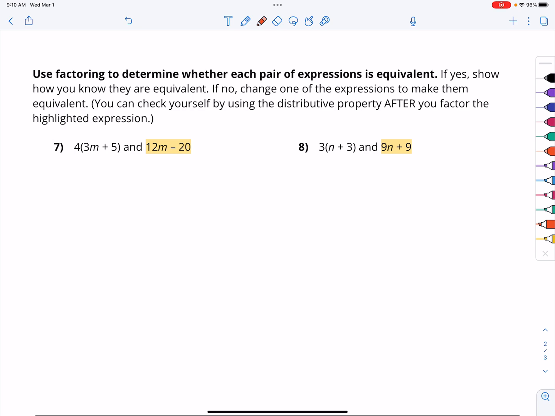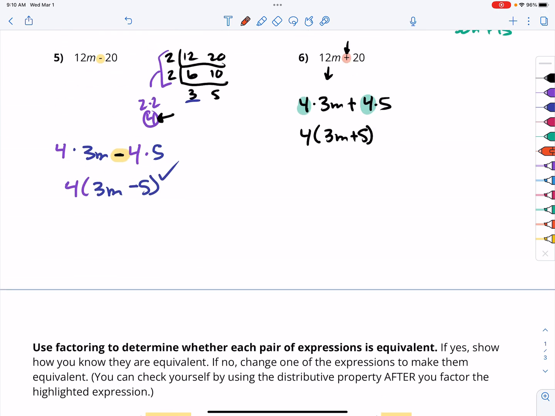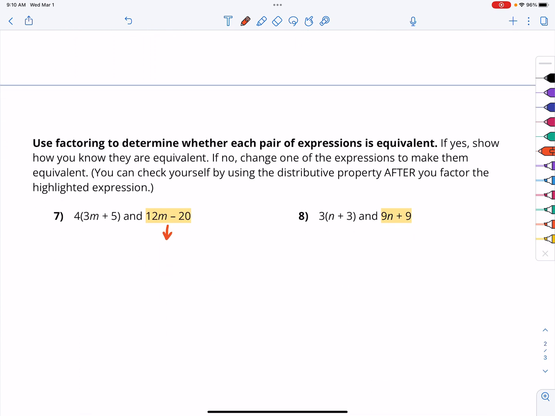So that means I could start, come on, little Apple Pencil. I could start by doing the distributive property here and then seeing, is that going to equal that? But this is a factoring lesson, so I'm actually going to start here and factor these. Now, I notice this 12m minus 20 is from up above. So I know from my work up above, I'm going to redo that real quick, where I know this is a 4 times 3m minus a 4 times 5, which means a 4 has been distributed to a 3m minus 5. So, are these equivalent? I would say not equivalent.